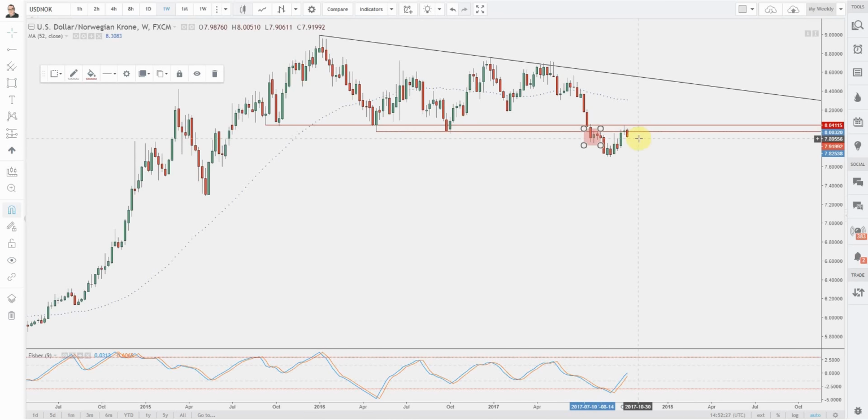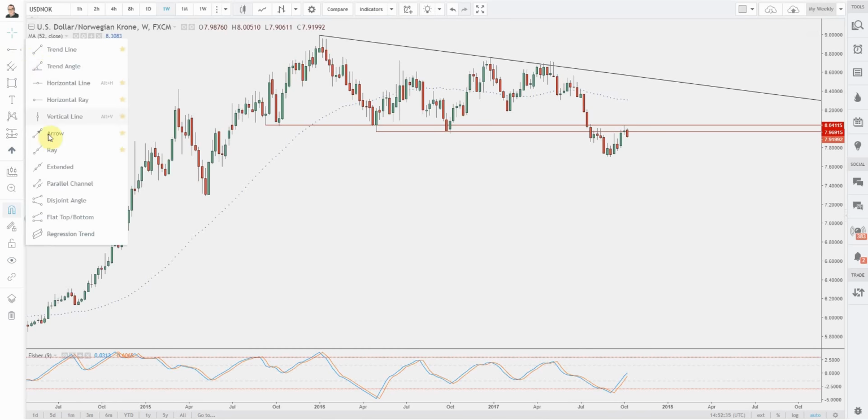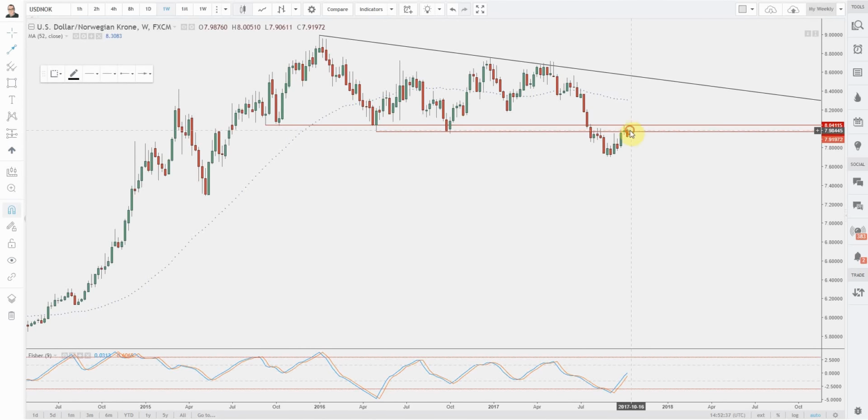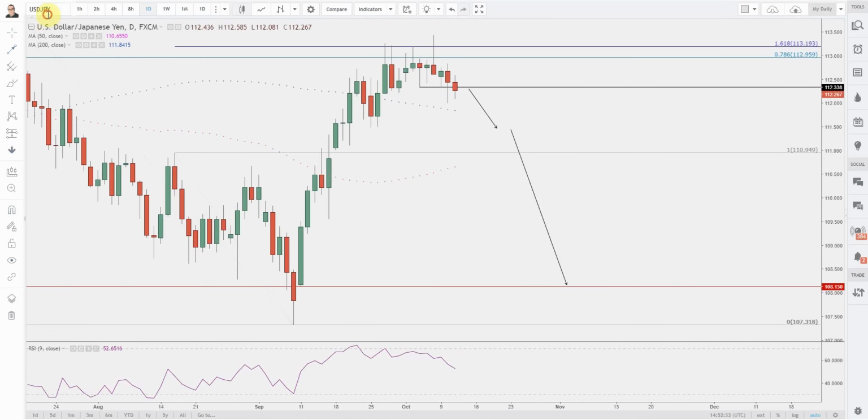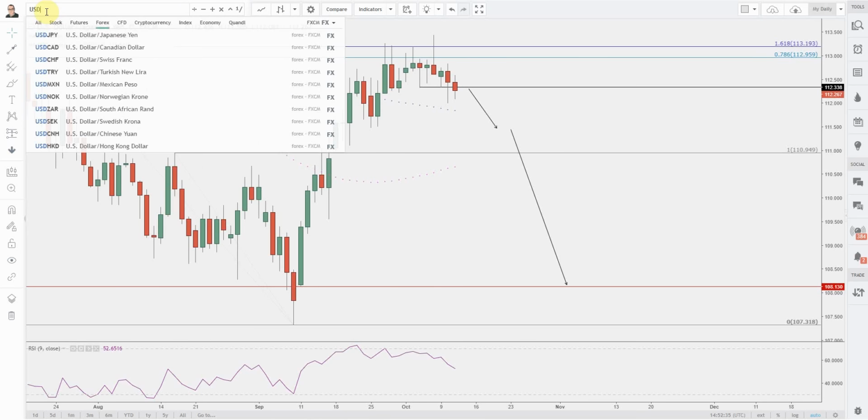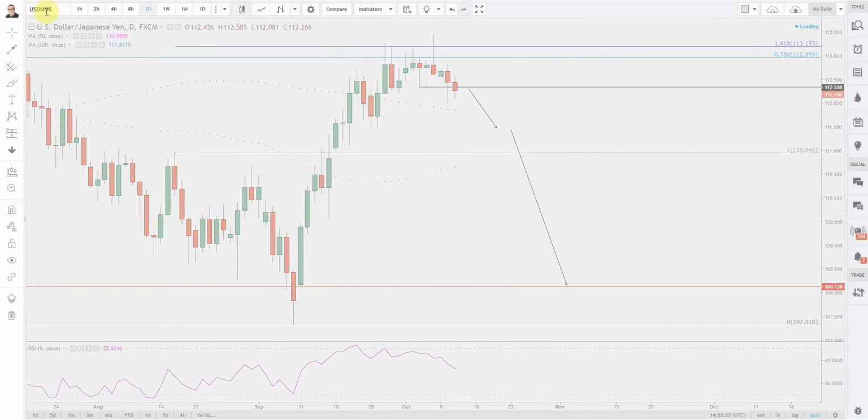Usually, as I said before, patterns usually get retested after being broken. So if this is the case, okay, we should get another wave lower. The usual step is to move to the dollar NOK daily chart for further confirmation.